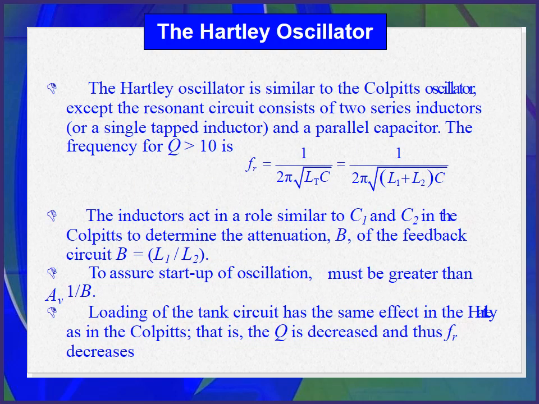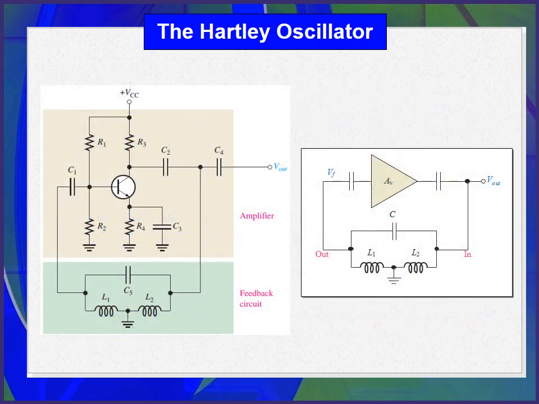Next we are going to see about the Hartley oscillator, which is similar to the Colpitts oscillator, except that the feedback circuit consists of two series inductors and a parallel capacitor, as shown in the diagram. In this circuit, the frequency of oscillation is FR equal to 1 by 2 pi root of LC. So here LT represents both L1 and L2 in series.